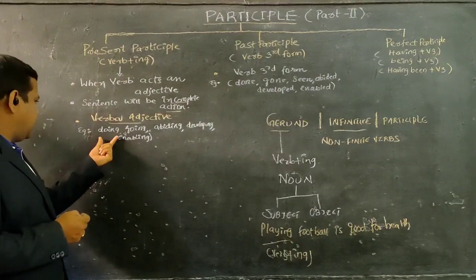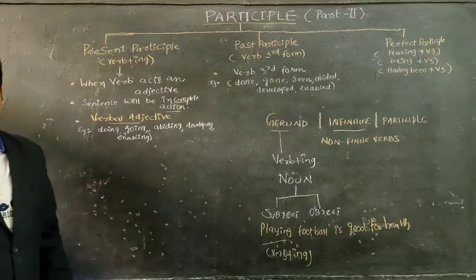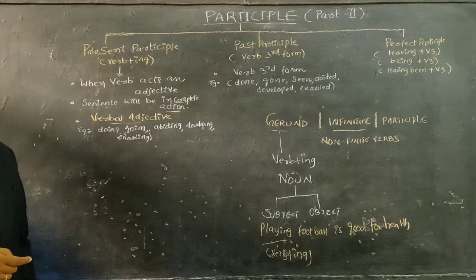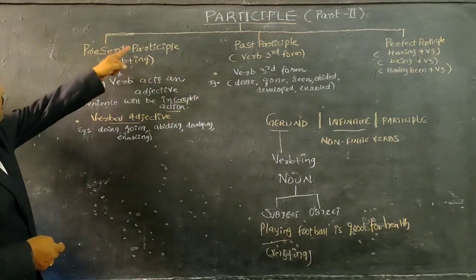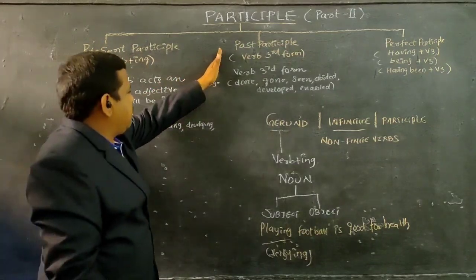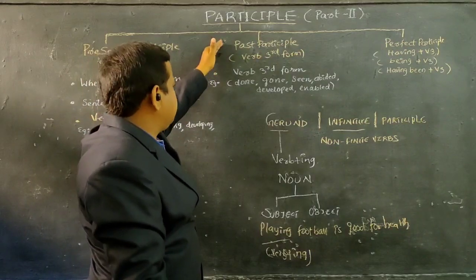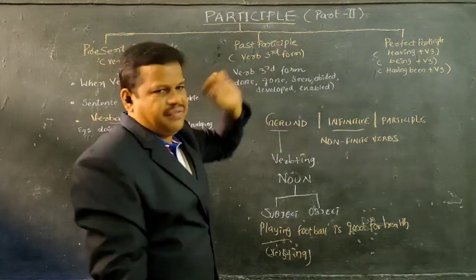Examples we can see are doing, going, abiding, developing, enabling. All the words which are added with the ing form are called present participles. Then the second classification of participles is called past participles, that is the verb third form.